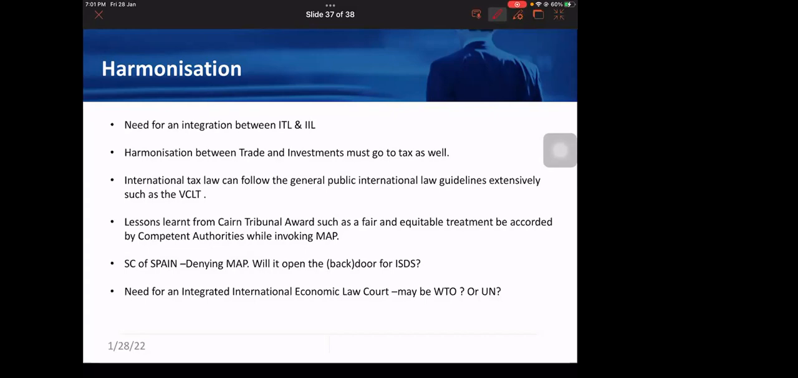And finally, how about having an integrated international economic law court, maybe WTO or UN, where there is also one school of thought: why not bring tax treaty issues under ISDS? Because anyways, they're handling tax matters. Put some appropriate arbitrators, experts. Why not let ISDS, ICSID already has a proper framework, institutionalized, clear rules. Why not do it? One school of thought. But then, looking at a larger picture, why not have a common economic law code so that when one's harmonized, we all speak the same language.